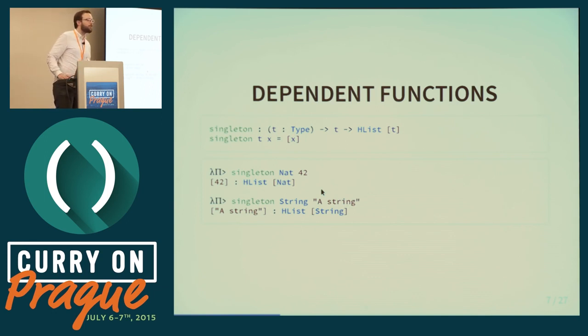What I don't understand is the first argument of the singleton function is a t, and the t has the kind type, right?